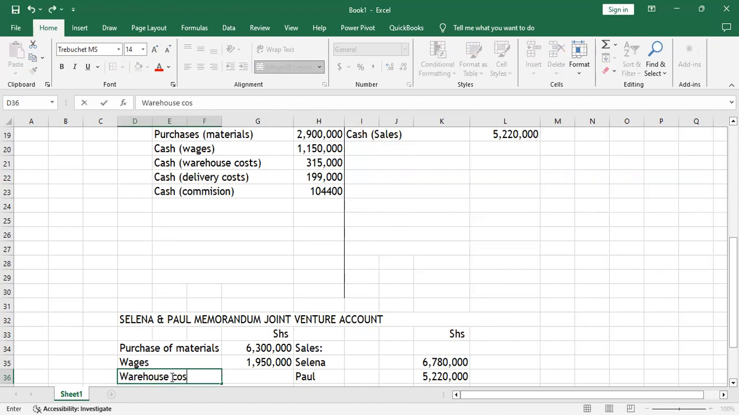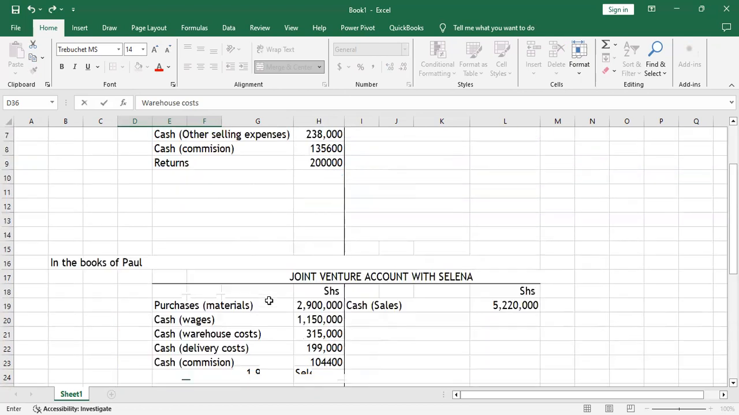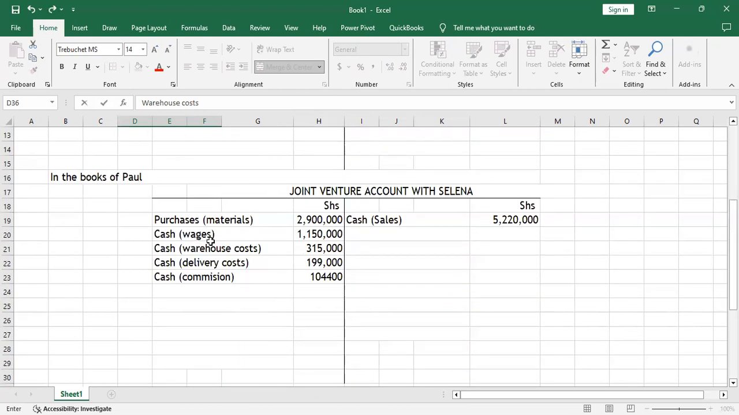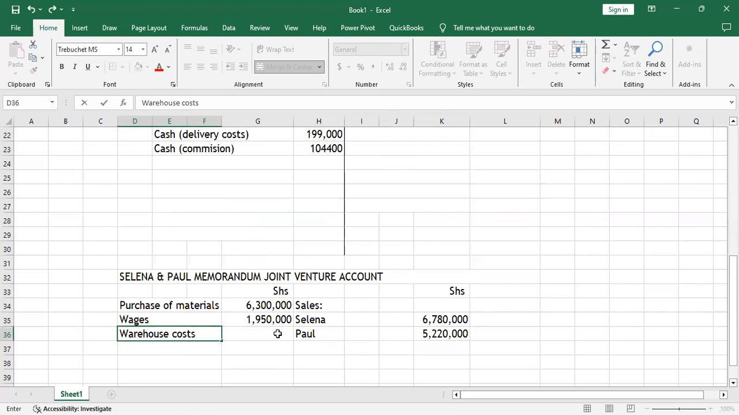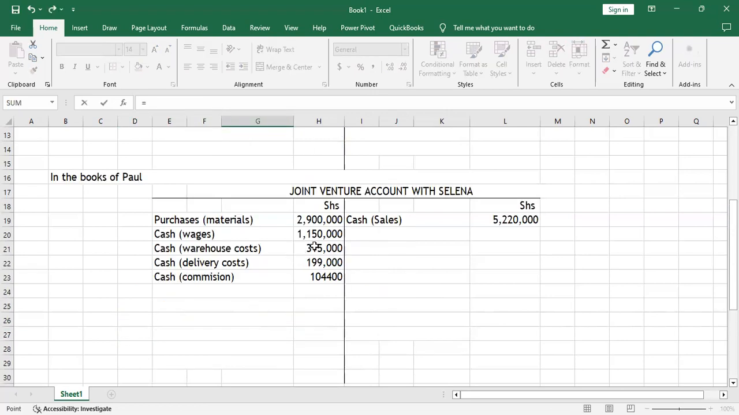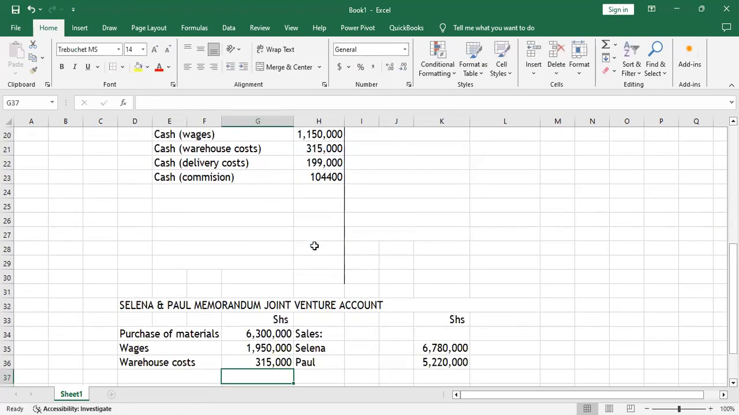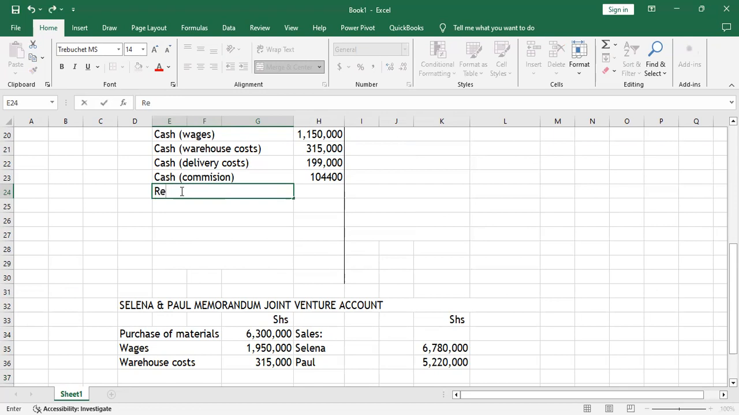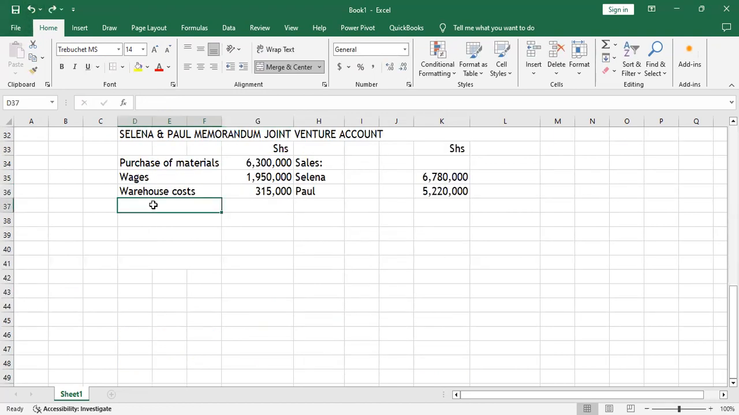Then the warehouse costs. Who paid the warehouse costs? It's only Paul, and that is 315,000. Then we also have the returns. Selena sold goods, and part of the goods were returned. So this is returns.